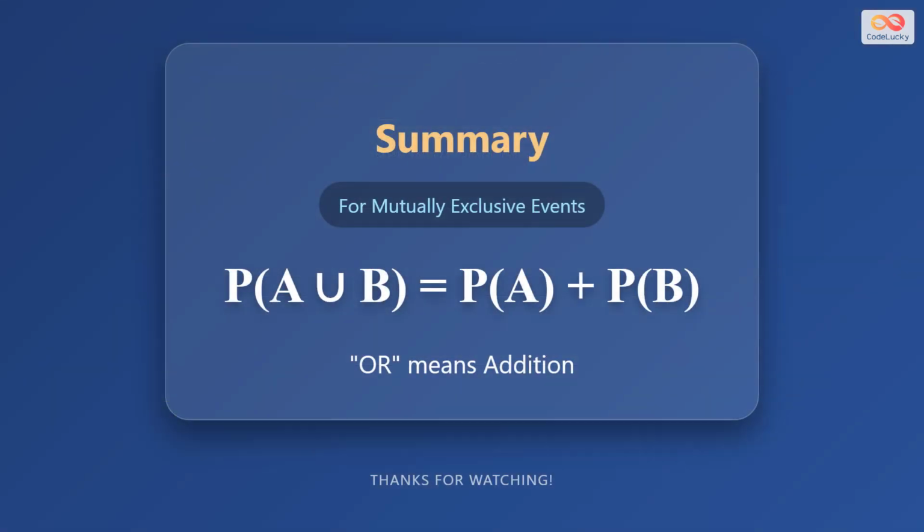To summarize, when you are dealing with mutually exclusive events, events that cannot occur together, the probability of either one happening is the sum of their individual probabilities. Remember, OR means add. Thank you for watching, and keep practicing to master your statistics skills.